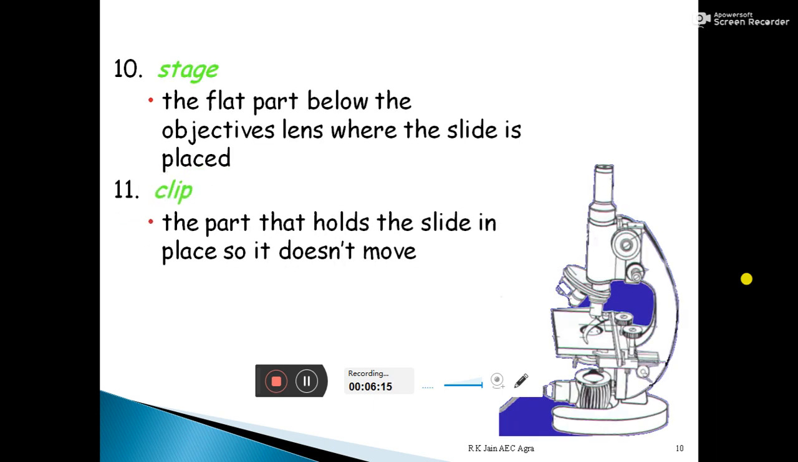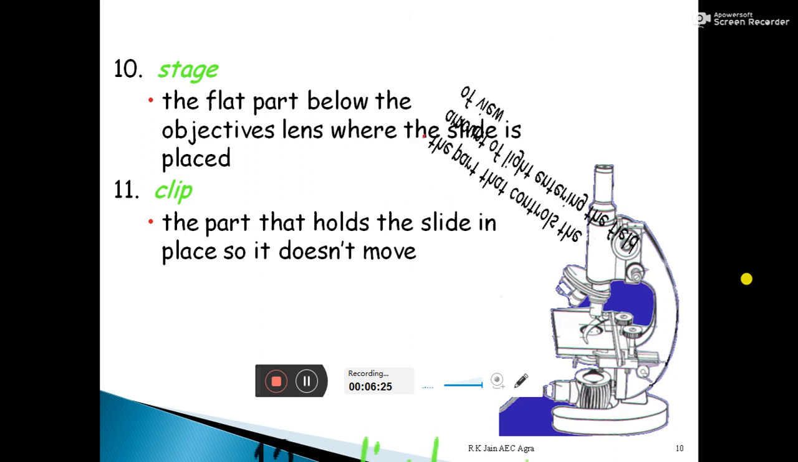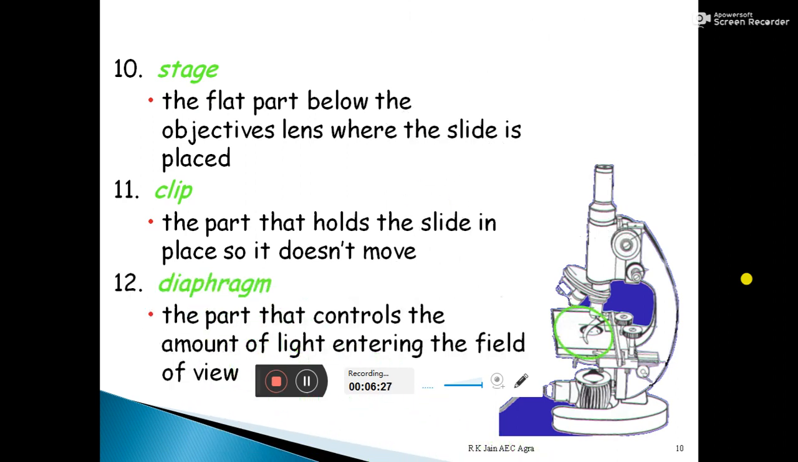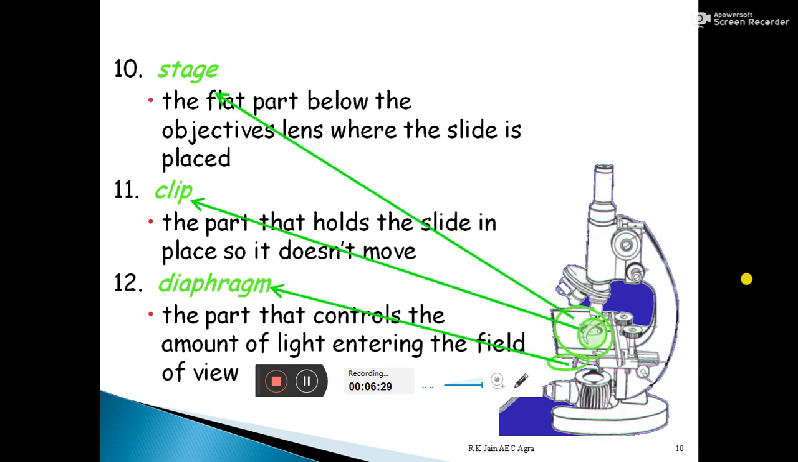Stage is the part below the objective lens where the slide is placed, and the clip is the part that holds the slide in place so it cannot move. So the clip also plays a very important role. If the clip is not working properly, the images may be fuzzy and may not be in a very clear state.